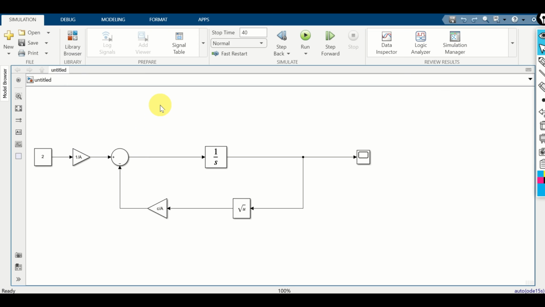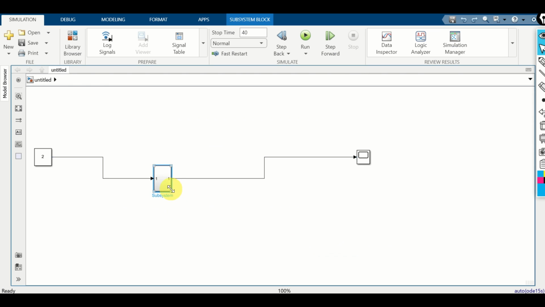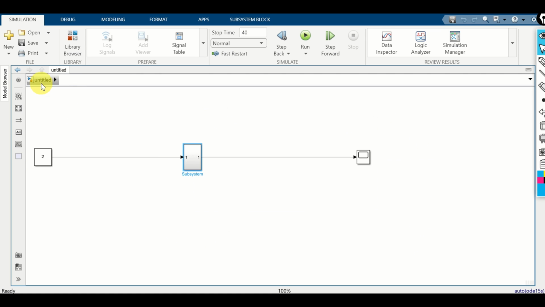When modeling complex systems in Simulink, it's always a good practice to split your complex model into simpler subblocks. So let's do it over here. Select everything over here, then click on these 3 dots and click on Create Subsystem. And here it is. Instead of our nonlinear dynamics, we will see a simple subsystem. Double-click on this subsystem and you will see your nonlinear dynamics. You can go back by clicking over here.